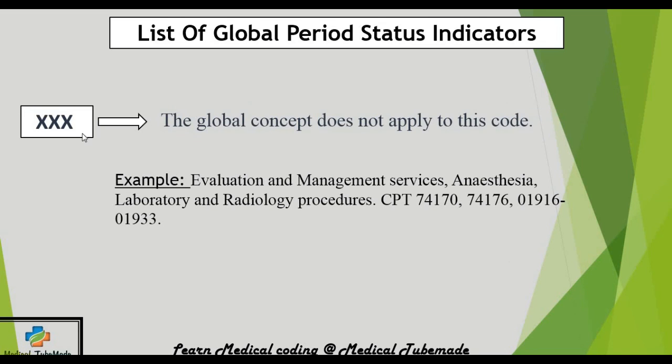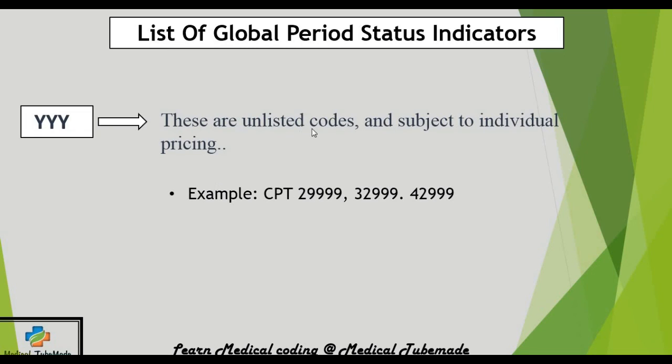Then next is triple X. Triple X means the global concept does not apply for this CPT. For this indicator also we are not considering the global concept. For example, evaluation and management services, anesthesia codes, laboratory codes, radiology procedures. So for example the 7 series, 0 series, 8 series. If you check these CPTs, you will get an indicator like triple X. The next indicator is triple Y. These are unlisted codes and subject to individual pricing. If you check the global status for these CPTs, you will get triple Y. These are just unlisted codes, so this also does not impact the global issue or global reimbursement issue.